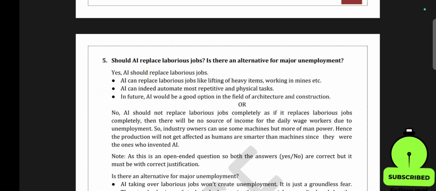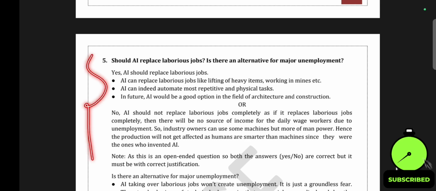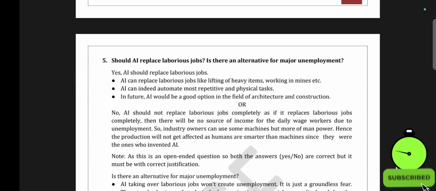AI can indeed automate most repetitive and physical tasks. In future, AI will be a good option in the field of architecture and construction. If you go with yes, then you have to give this justification. If you go with no, then you have to give this justification. Actually, these are open-ended questions which include yes also, no also.